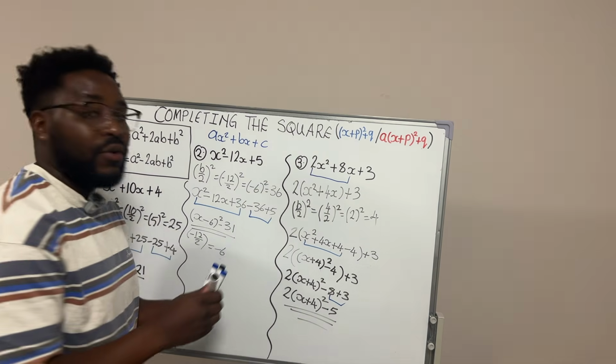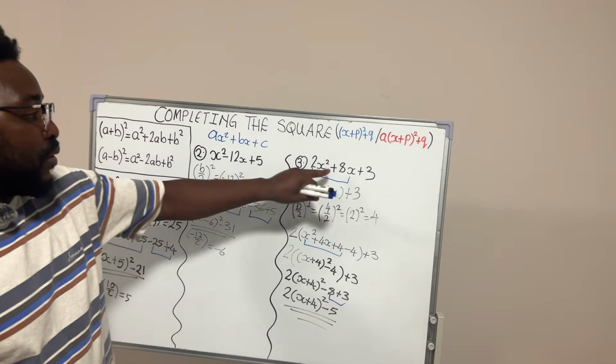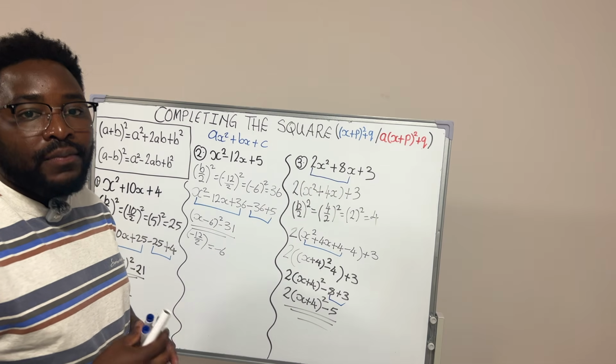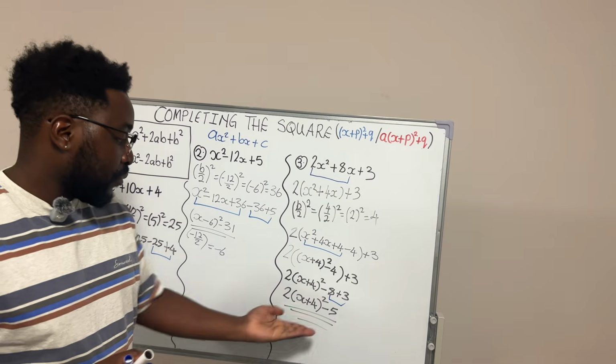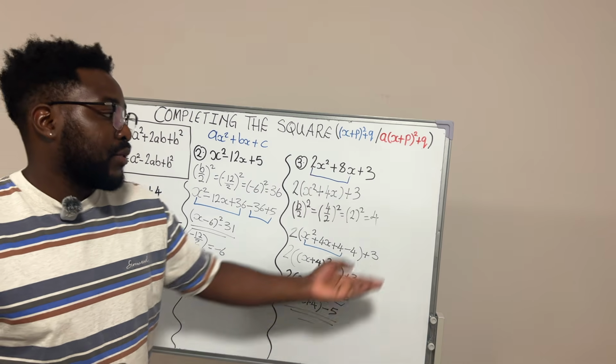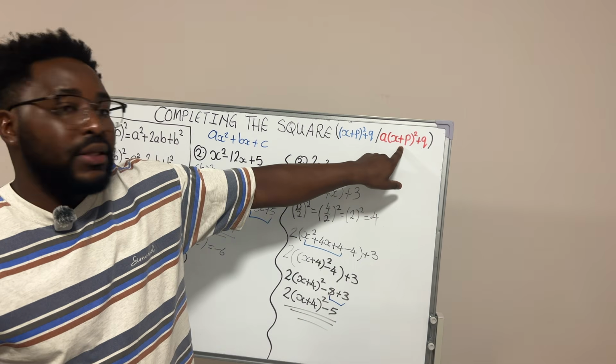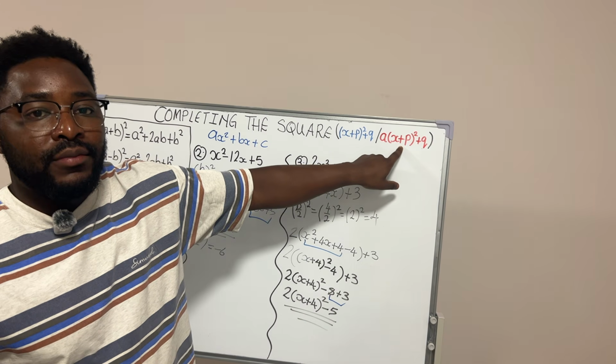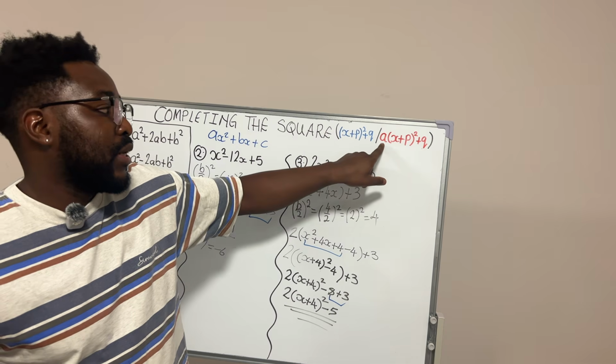So there we go, we have completed the square of this quadratic expression over here. And our solution is in this completed the square form here. Yes, because it has a leading coefficient of 2.